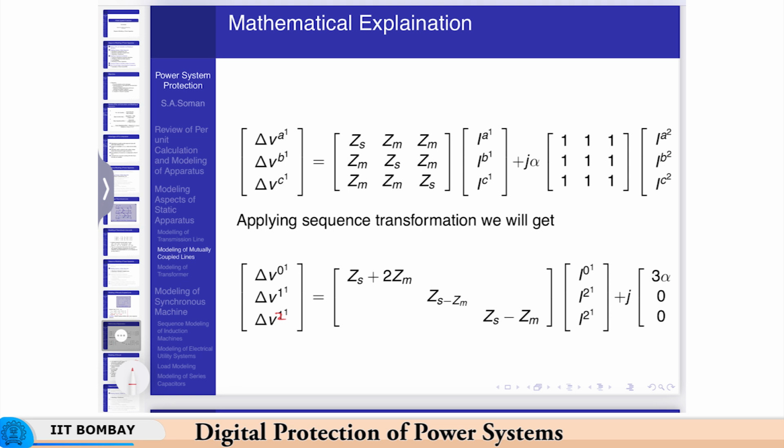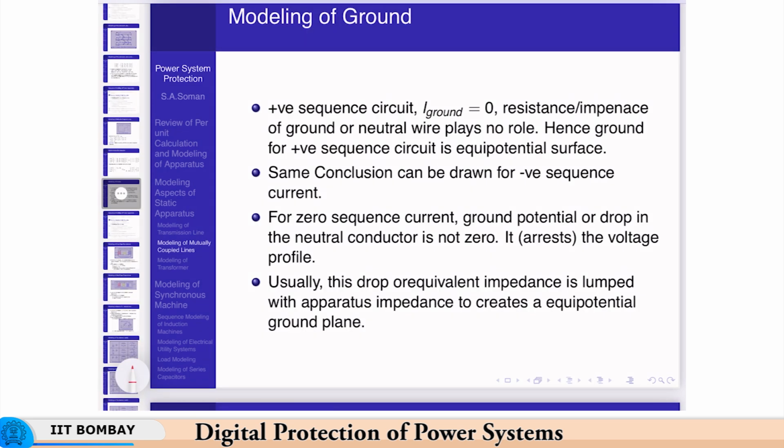So, mathematically also we have proven what we saw analytically earlier, that the mutual coupling exists only in the zero sequence network. So, that is why whenever you do say power flow studies, you do not consider this zero sequence coupling. Only when you do short circuit, that this will become important.